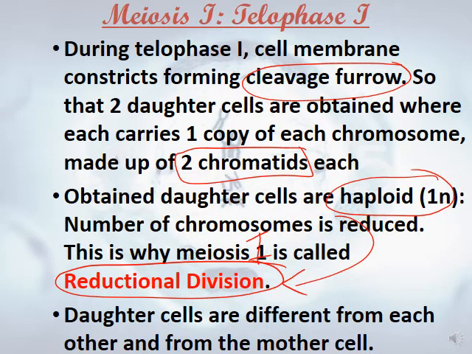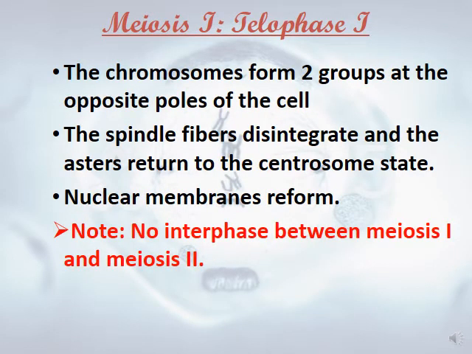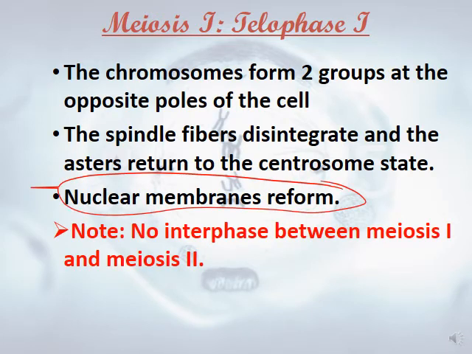The daughter cells are different from each other, and they are different from the mother cell. The chromosomes form 2 groups at the opposite poles of the cell. The spindle fibers disintegrate, and the asters go back to the centrosome state. The nuclear membrane will form again. There is an important note here: between meiosis 1 and meiosis 2, there is no interphase.